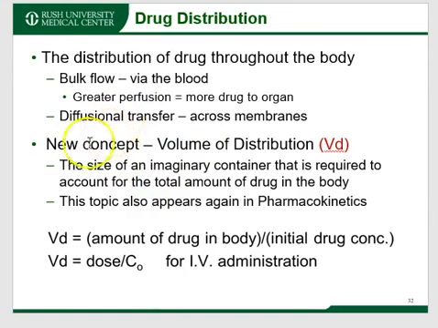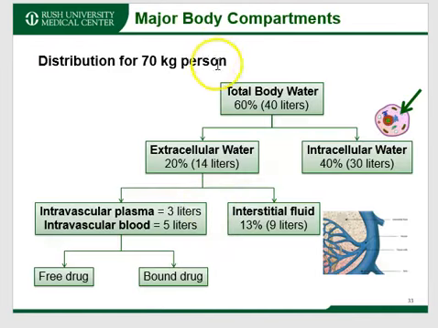So this introduces a new concept called the volume of distribution, termed VD. Essentially, this is the size of an imaginary container that is required for the total amount of the drug in the body to be dissolved. The volume of distribution is typically described as the amount of drug in the body over the initial drug concentration. In terms of IV administration, it's really the dose divided by the plasma concentration, and it is a volume.